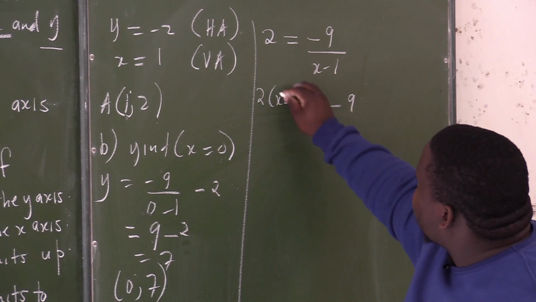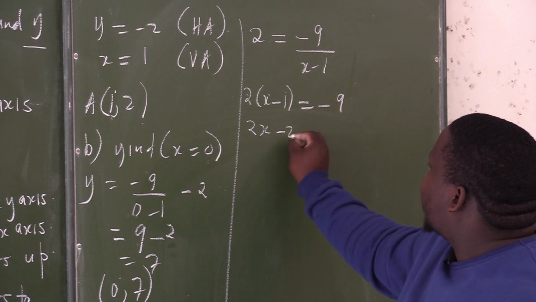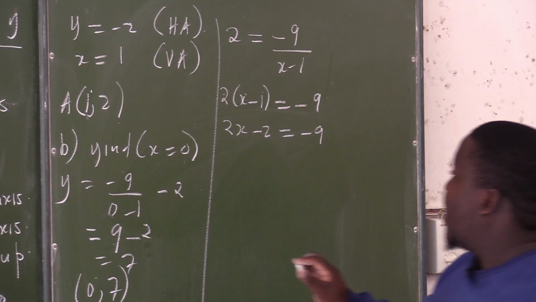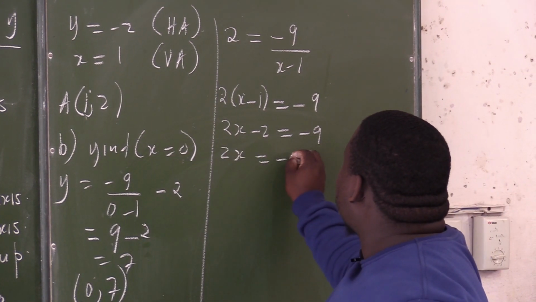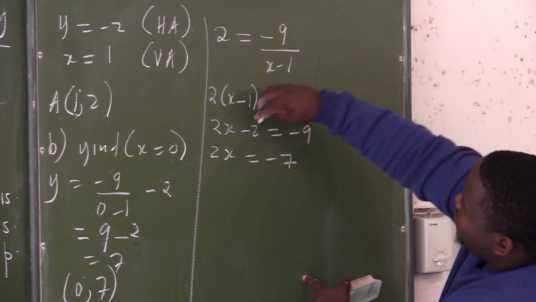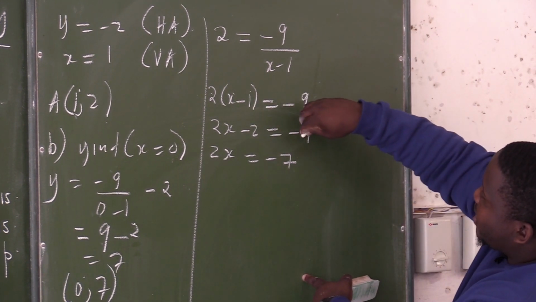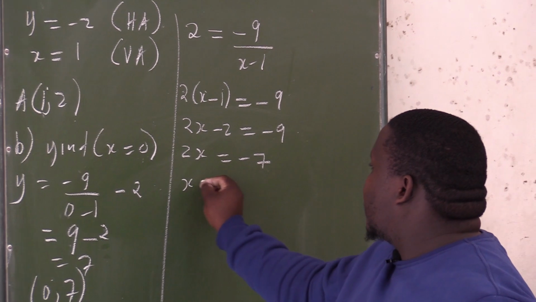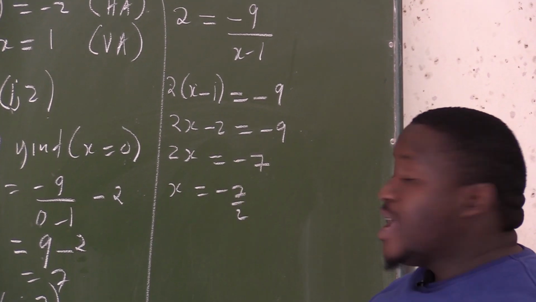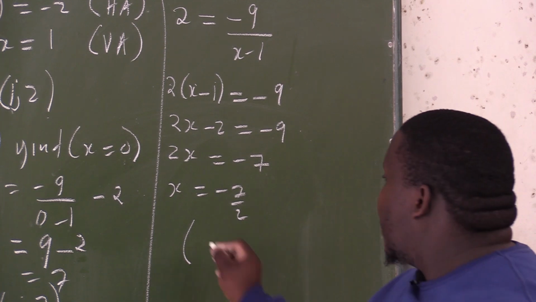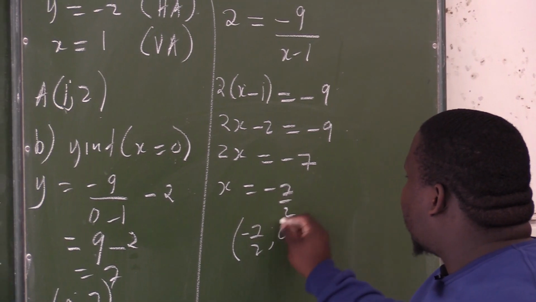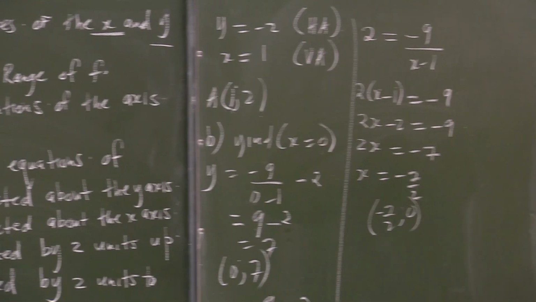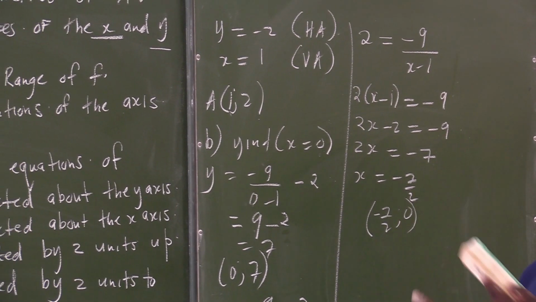Then from here, I can multiply inside by 2. I'm getting 2x minus 2, which is minus 9. Now I can move the minus 2 across as a positive, and I will get what now? 2x, which is negative 7. Why negative 7? Because if I move a negative 2 across as a positive, I end up with negative 9 plus 2, which is negative 7. Now, dividing by 2 on both sides, this gives us negative 7 over 2. It means, what is your x-intercept now? It will be negative 7 over 2 and 0. So we have responded to the second question, which wanted us to determine the coordinates of the x and y-intercepts.